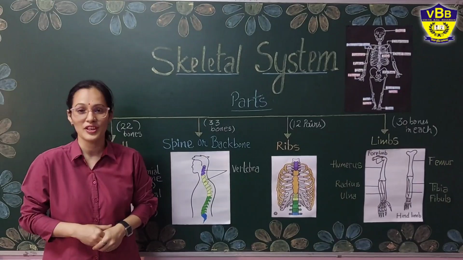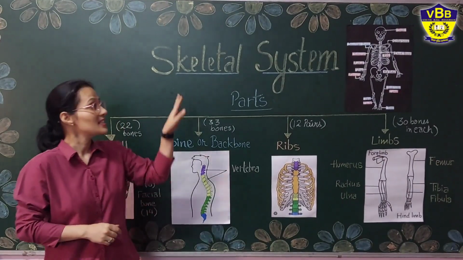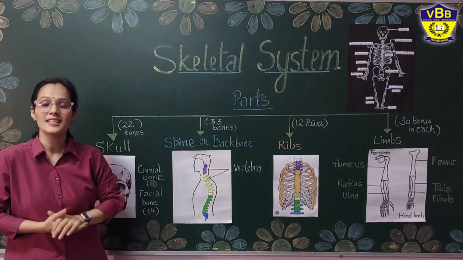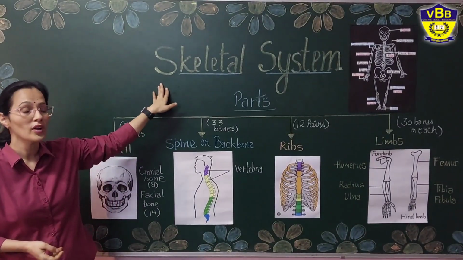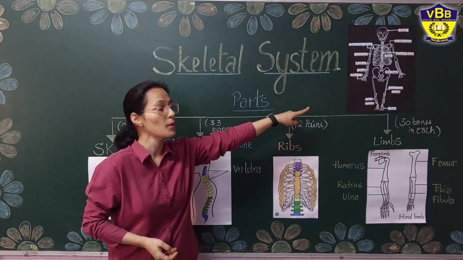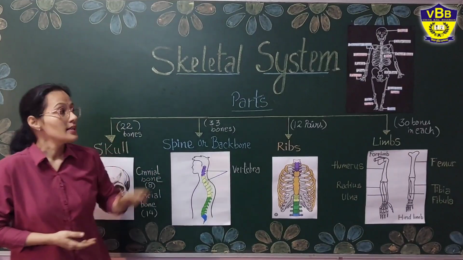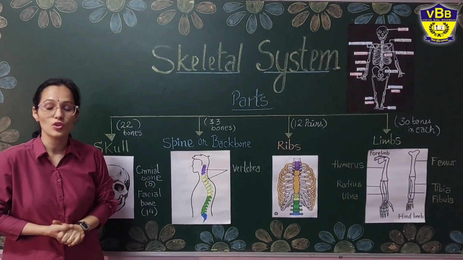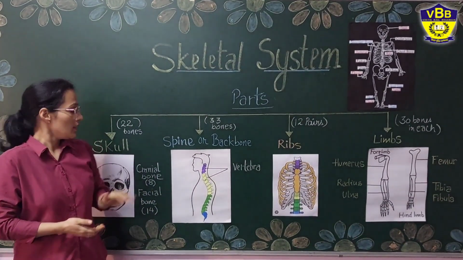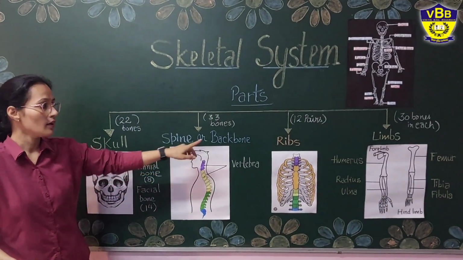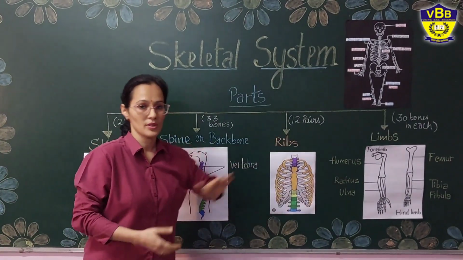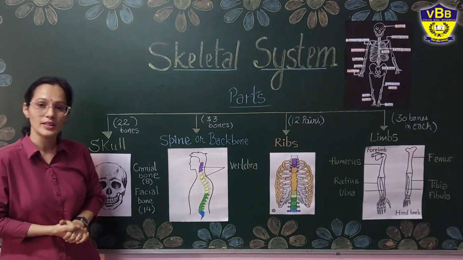Today I am here with a very interesting topic, that is the skeletal system. What is the skeletal system? A skeletal system is the framework of bone which combines to form our body skeleton. The skeletal system comprises 4 different parts: skull, backbone, you can also call it spine, ribs and limbs. Let's study one by one in detail.